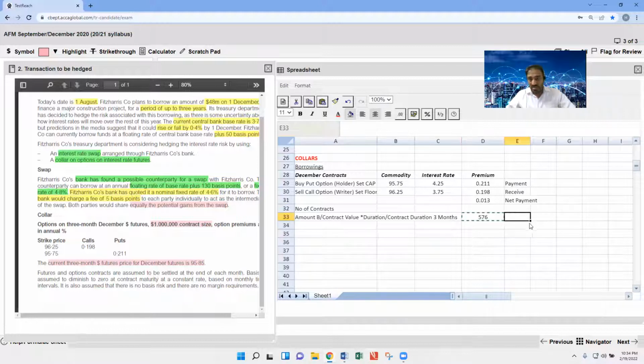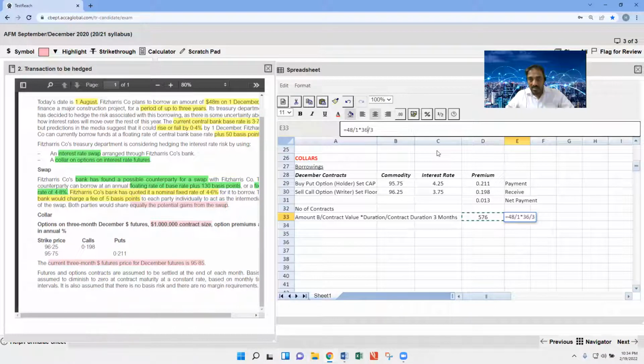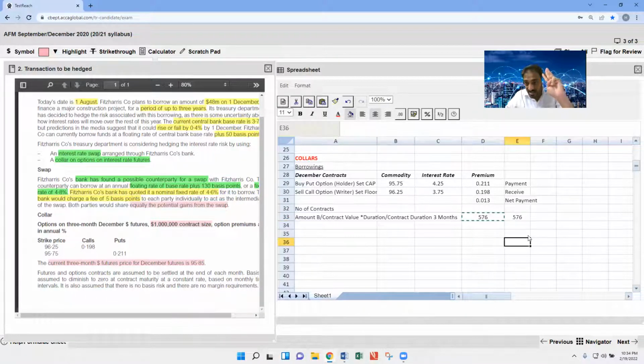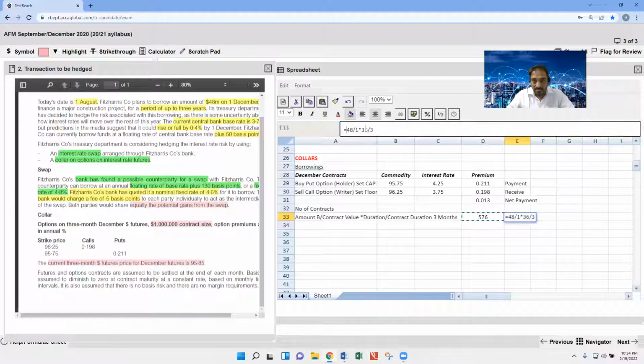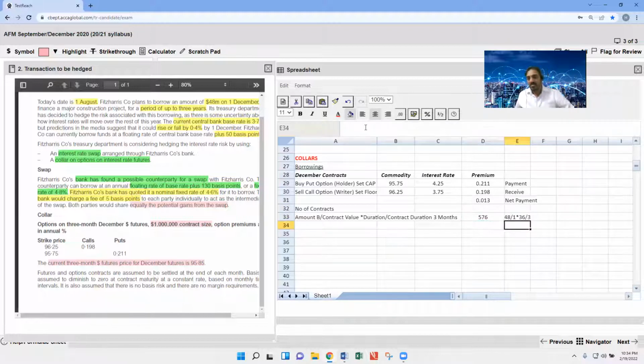Sir, how do you calculate the 576? 3 years means 36 months. 3 years here, 36 months. 48 divided by 1 multiplied by 36 divided by 3. Is that clear, all of you?